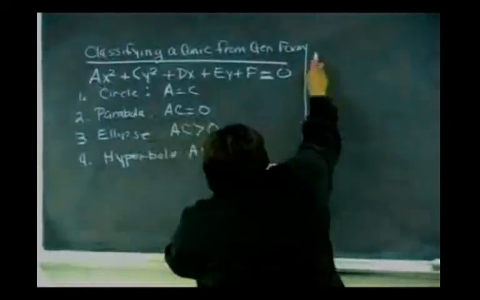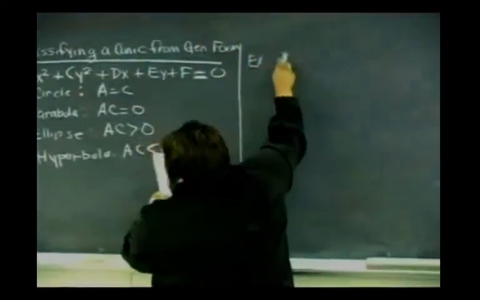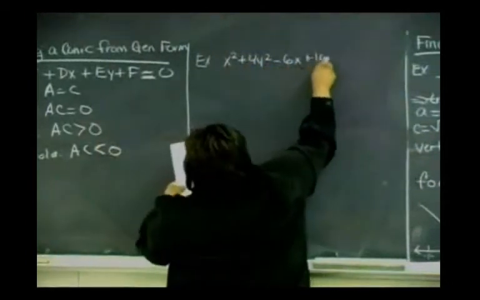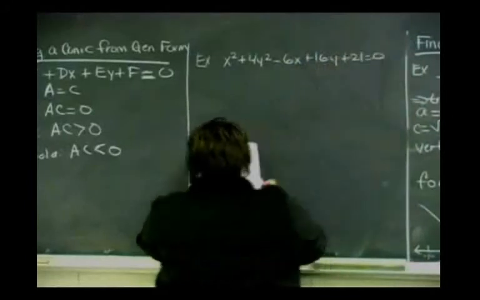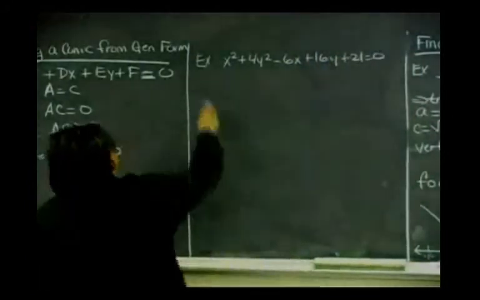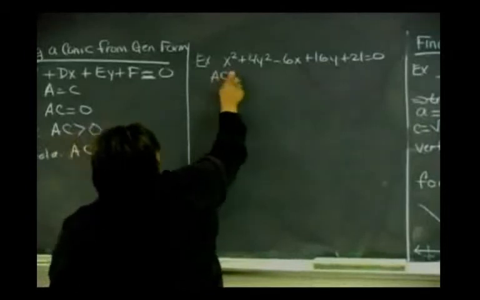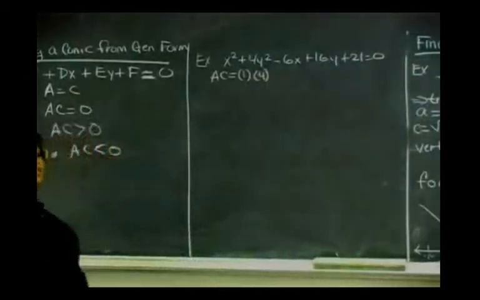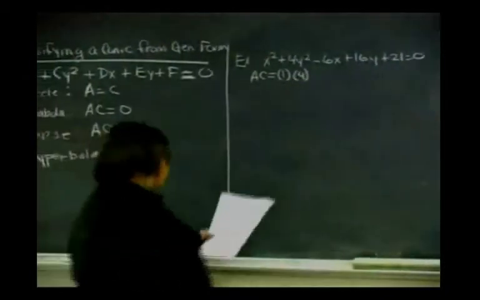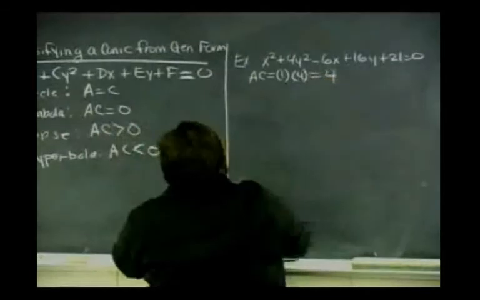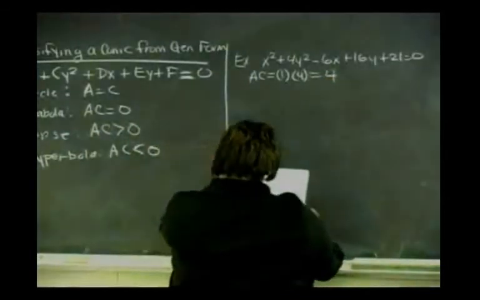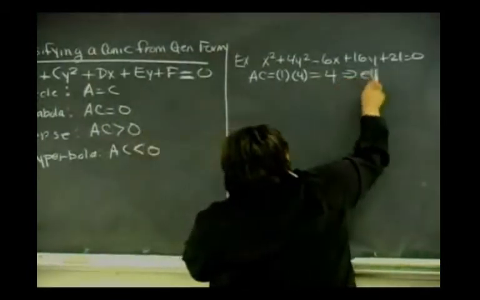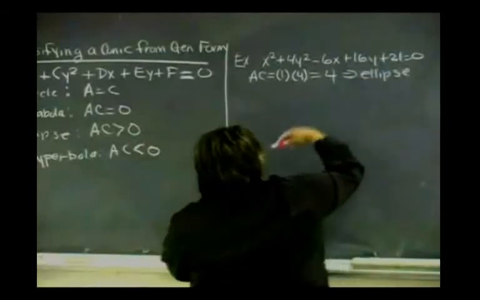A couple of very easy examples. Suppose I have x squared plus 4y squared minus 6x plus 16y plus 21 equals 0. What is A times C? Well, what is A? A is 1, C is 4. So A does not equal C, so we know it's not a circle. But A times C is what? A positive number, which means this is going to be what? An ellipse. A times C is positive, so that's an ellipse.